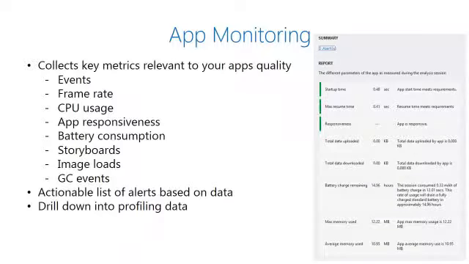So app monitoring allows you to collect a lot of key metrics based on the quality of your application. Things like events, frame rate, CPU, app responsiveness, battery consumption, storyboards, image loads, and garbage collection events. A lot of this data is then compiled, and basically it'll analyze the data and give you an actionable list of things to do based on the data.